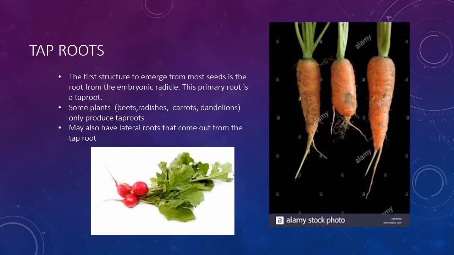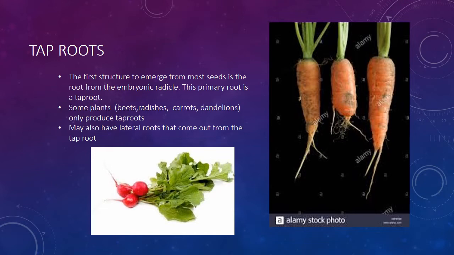So let's start with our taproots. I showed you a slide earlier of the embryo. Remember we talked about that bottom section that was going to turn into the root? Well, that's called an embryonic radicle. And the radicle is what turns into the first root. It's the first part that emerges from a seed, and that's called the primary root. And that primary root is called a taproot.